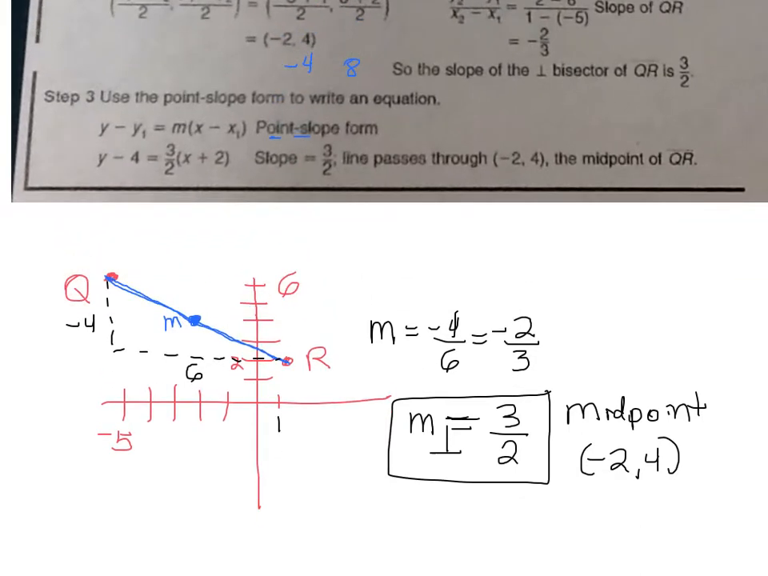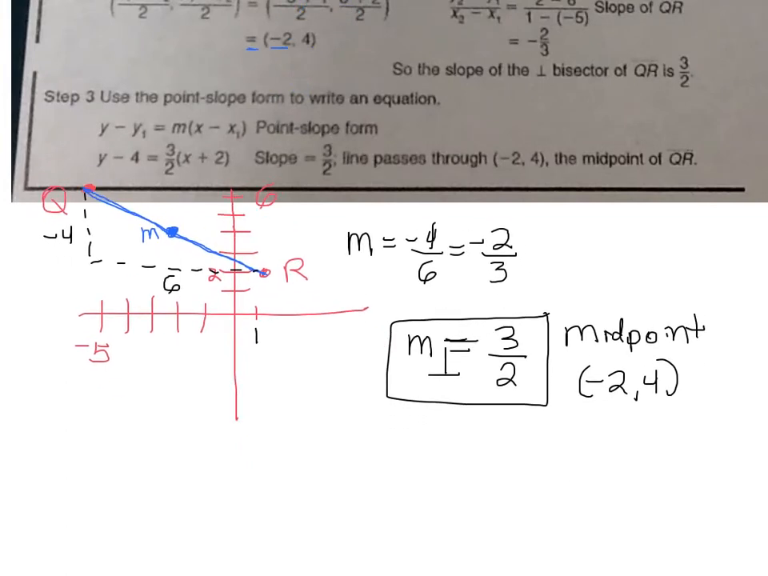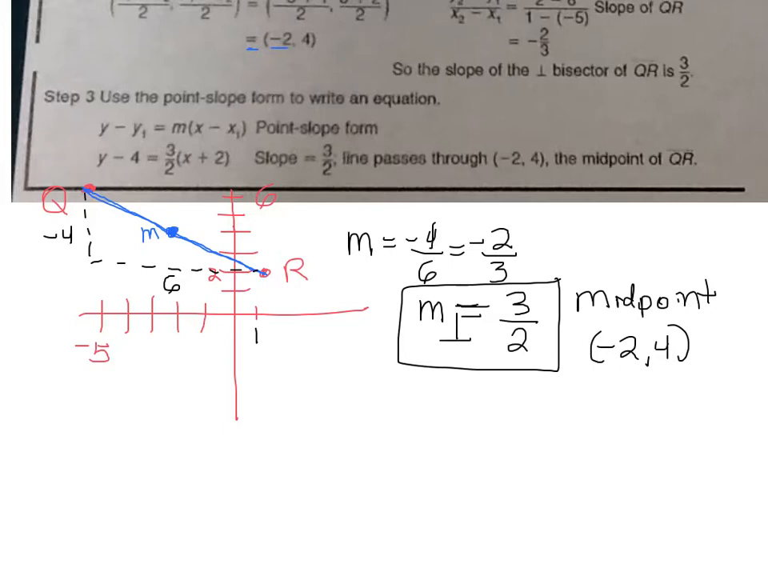So now that I have the two pieces that I need to get the equation, let me move everything up here so that I can have some space. So now I need to get the equation of the line. So I have to use the point slope form. y equals m parentheses x minus h, and then plus k.